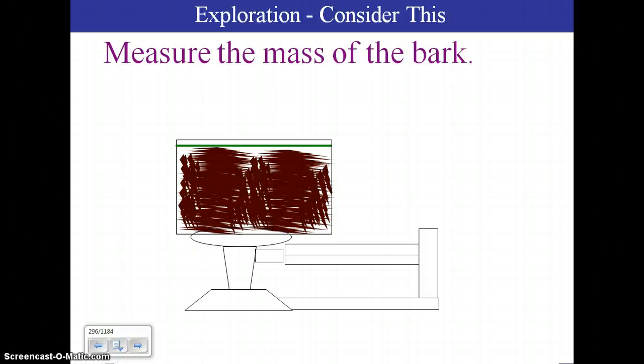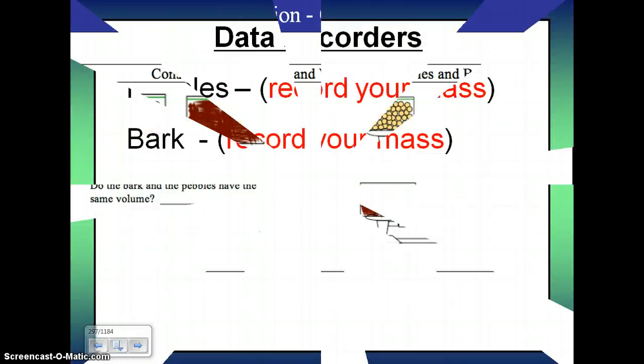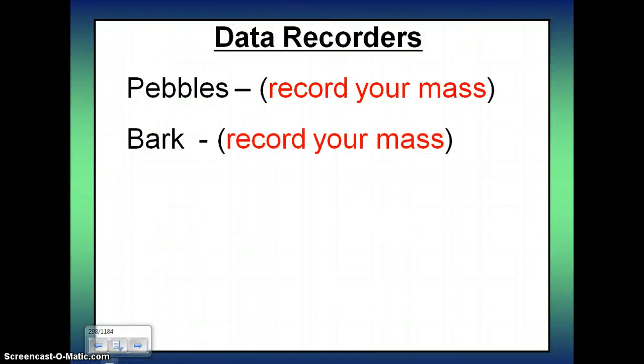Measure your bark and record the mass of the bark on page 72 of your notebook. Data recorders, you're going to record the mass of the bark underneath the mass of the pebbles on your whiteboard so that we can compare the data.